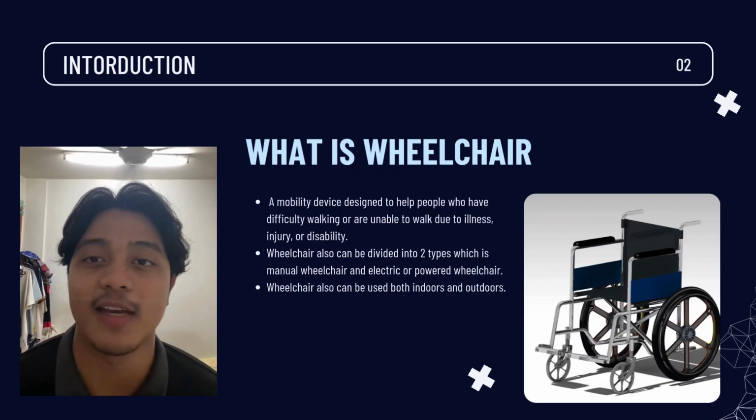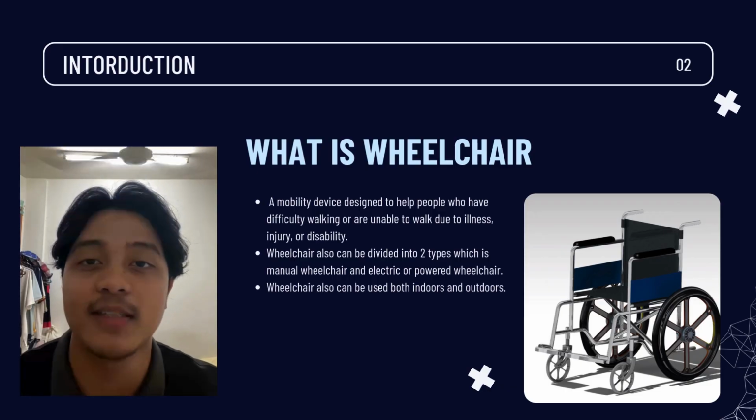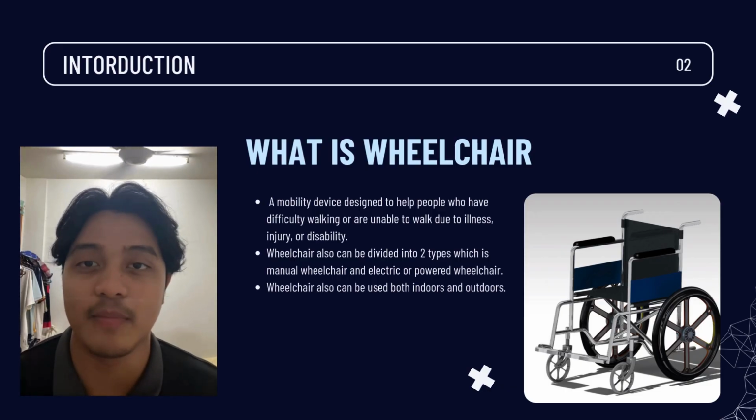So what is a wheelchair? A wheelchair is a mobility device designed to help people who have difficulty walking or are unable to walk due to illness, injury or disability. Wheelchairs can be divided into two types, which are manual wheelchairs and electric or power wheelchairs. A wheelchair can also be used both indoors and outdoors.